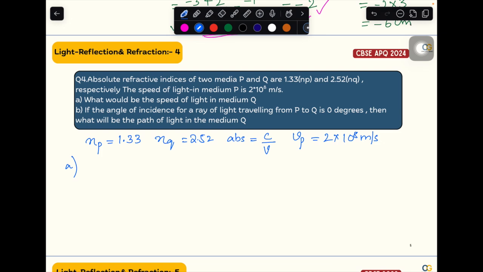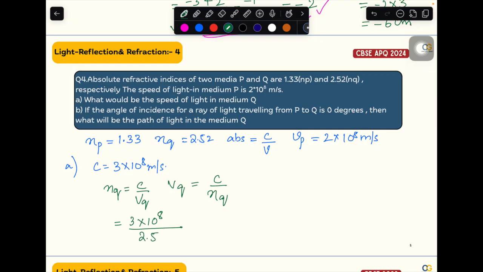We know that C is equal to 3 into 10 to the power 8 meters per second, right? It's a given thing, that is the vacuum. So definitely refractive index of Q is equal to C by VQ. So VQ will be equal to C by nQ. So if I substitute here 3 into 10 to the power 8 divided by the refractive index of Q, which is 2.52, this is somewhere close to 1.19 into 10 to the power 8 meters per second. So that is what it is.